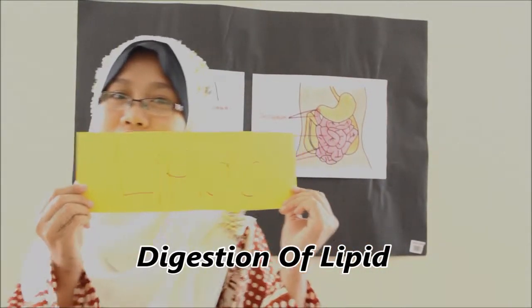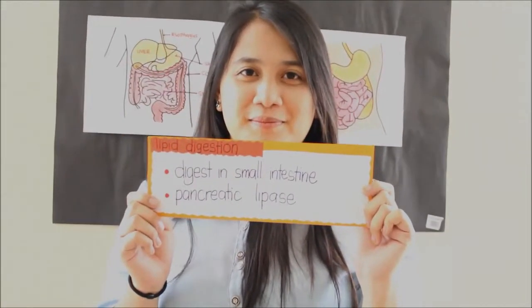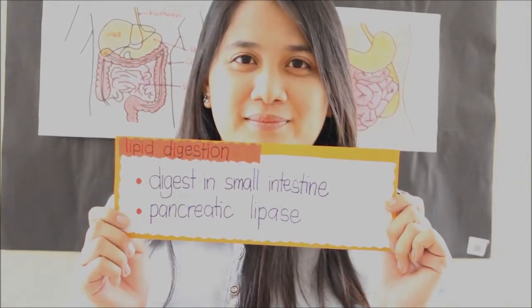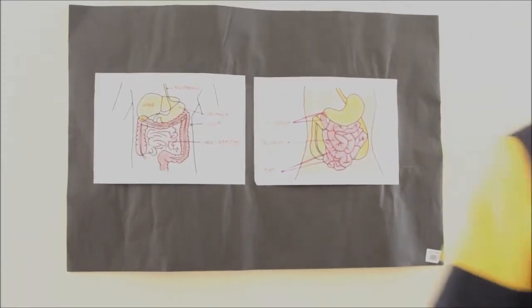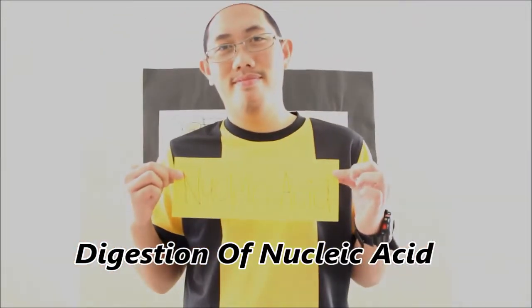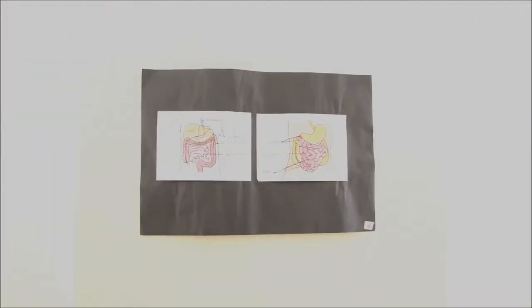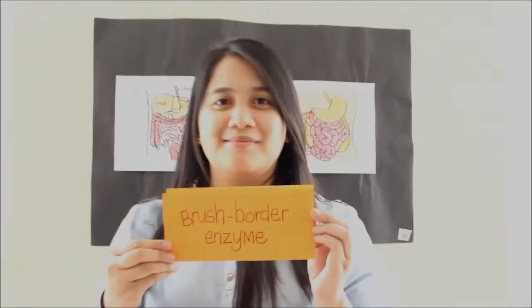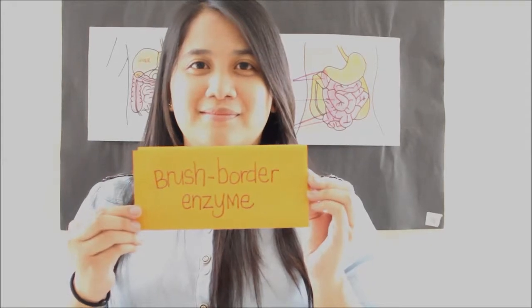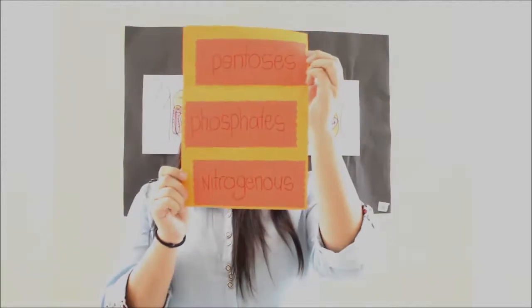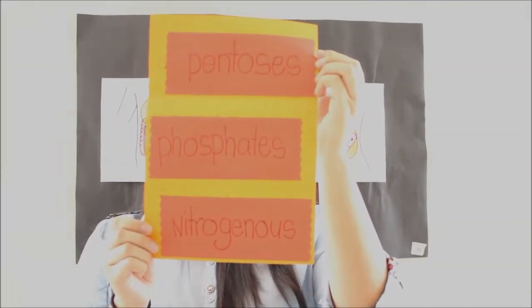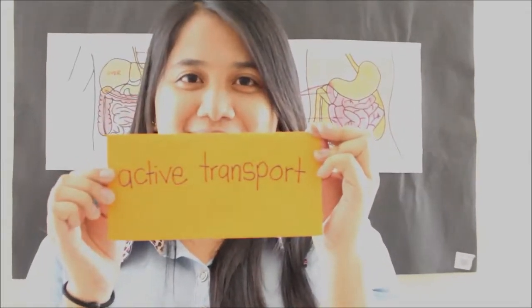Digestion of lipids. Lipids are digested in the small intestine. The enzyme involved is pancreatic lipase. The digestion of nucleic acids. Nucleotides are further digested by brush border enzymes called nucleosidases and phosphatases, which are divided into pentoses, phosphates, and nitrogenous bases. They are absorbed via active transport.